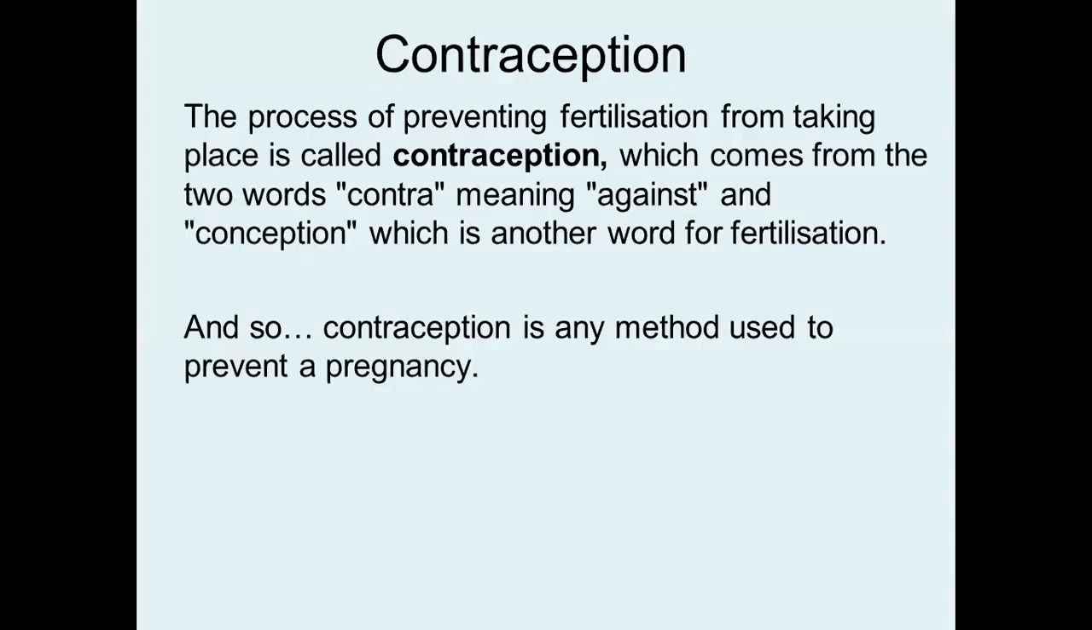The process of preventing fertilization from taking place is called contraception, and it comes from the two words contra, meaning against, and conception, which is another word for fertilization. Contraception is also known as birth control. And so contraception is any method used to prevent a pregnancy.